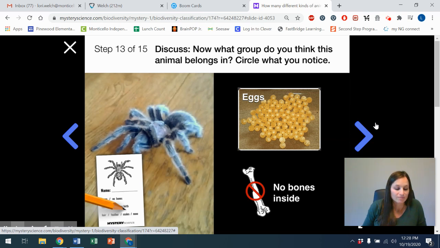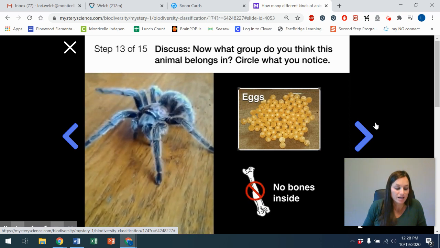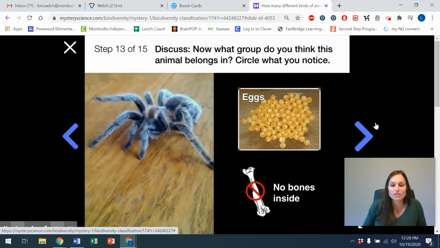Look at your card. Circle bones or no bones, lays eggs or gives birth. And does this animal have hair, feathers, scales, or none?